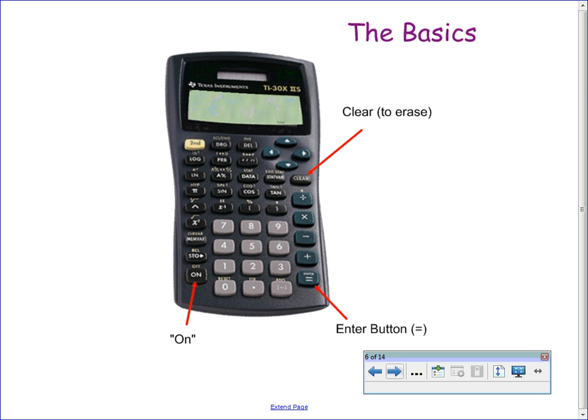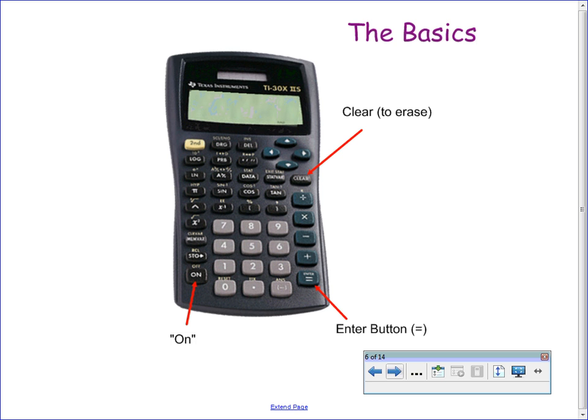Alright, so the clear button is up here on the right if you need to clear it. So just do 3 minus 2, 4 times 5. Make sure you hit enter. Notice when you enter the equation, it shows you the whole equation in the screen still. So you can see exactly what you entered so you know if you entered it correctly or not.